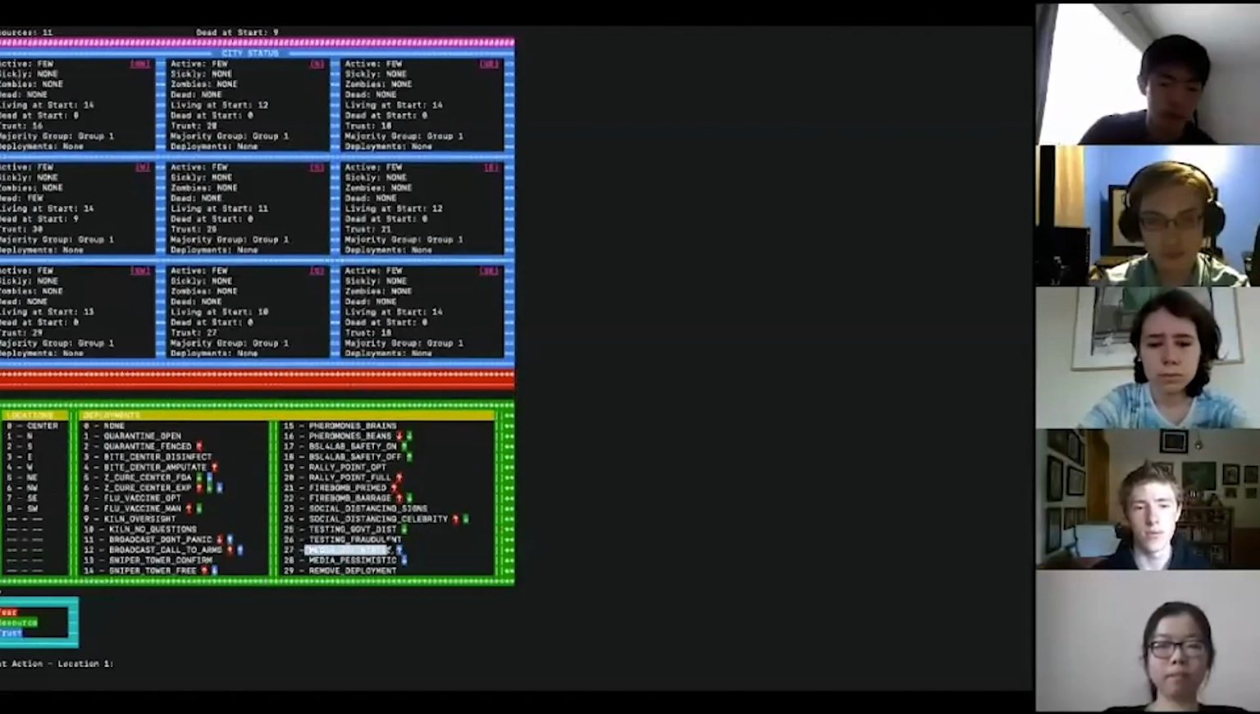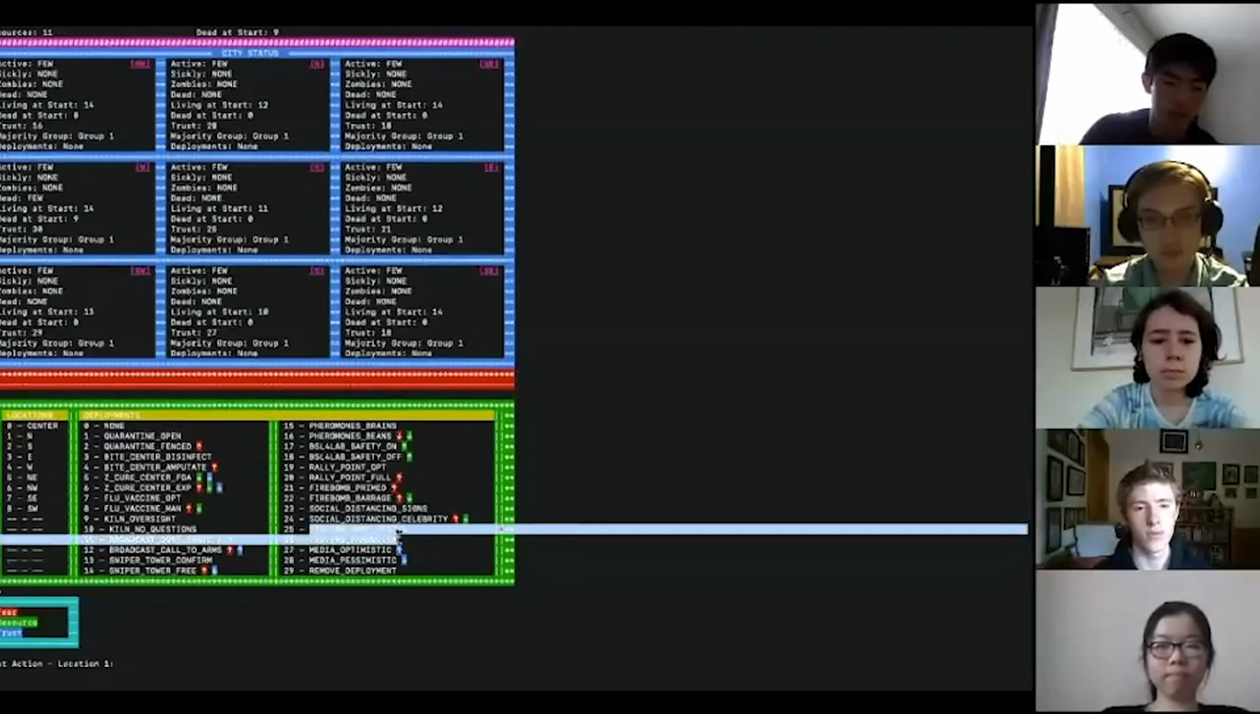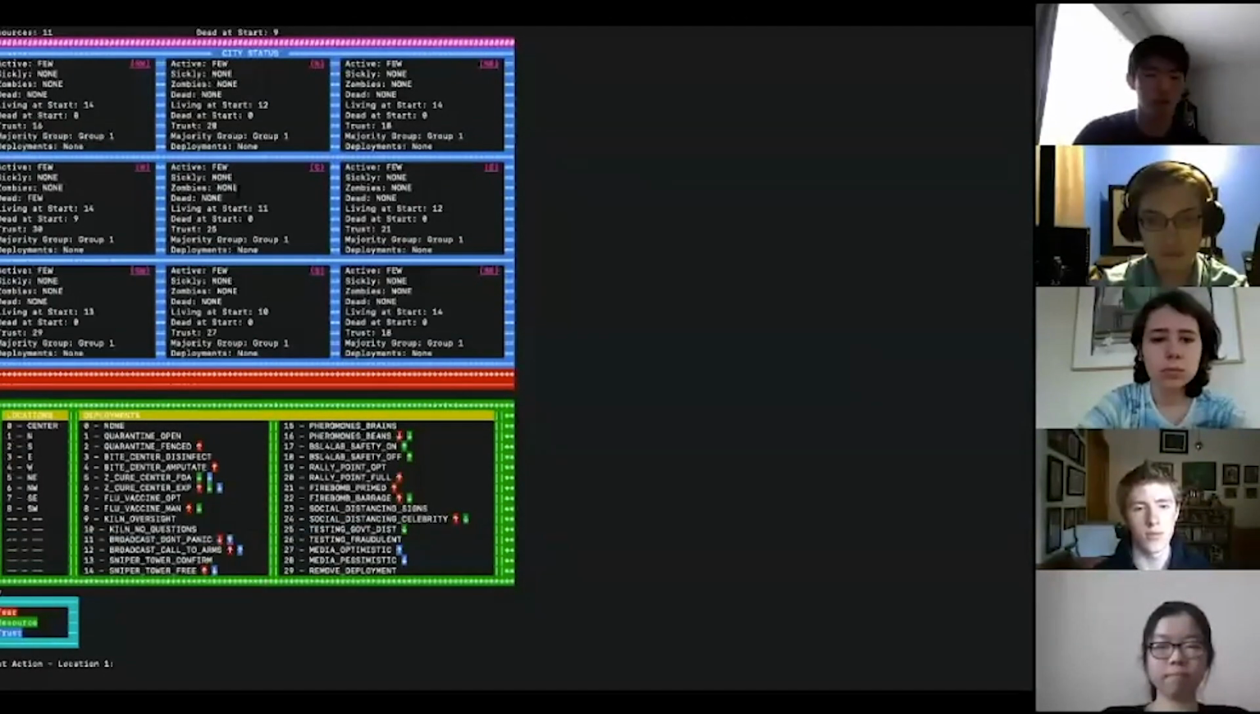The optimistic media building increases trust by 4 every turn, and the pessimistic media building decreases trust by 4 every turn. We also added a new building called the testing facility. These buildings affect the accuracy of reports in each neighborhood, and so you can see that with the few, none. You could also have many. Those are the 3 levels in the original ZOF.